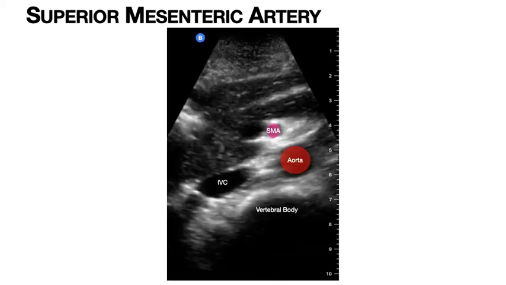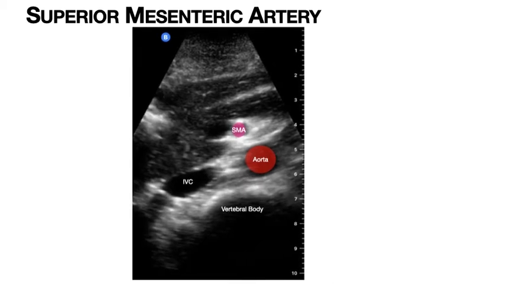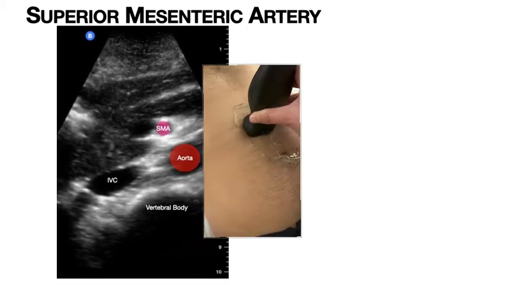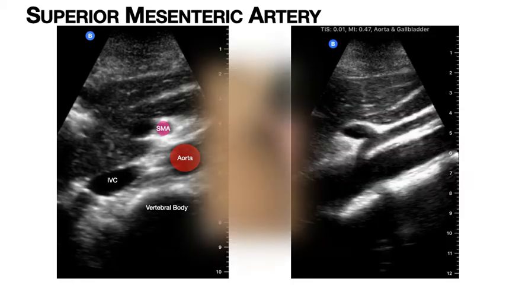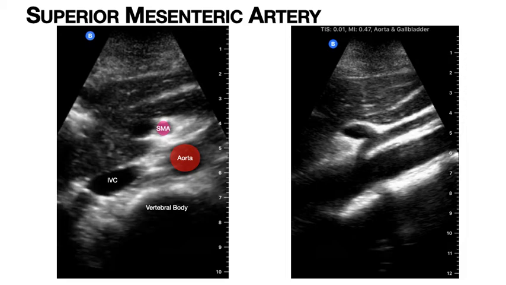In addition to the transverse view, we can use a different plane to also visualize the relationship between the aorta and the SMA. Rotate your probe 90 degrees with the probe marker towards the patient's head. We can now look at the SMA in the longitudinal plane. This better shows how its course parallels that of the aorta.